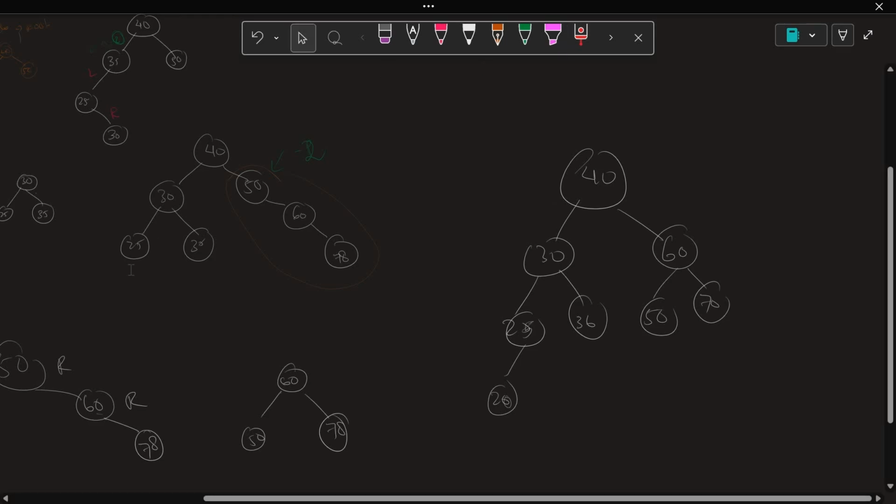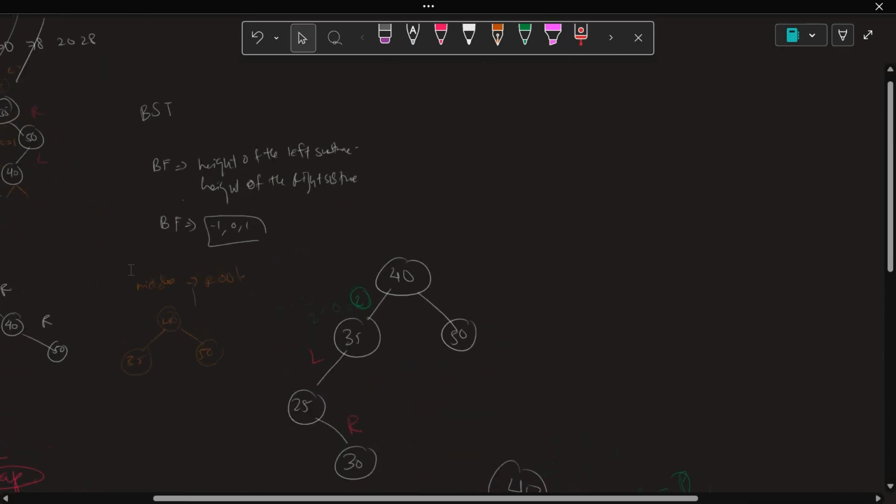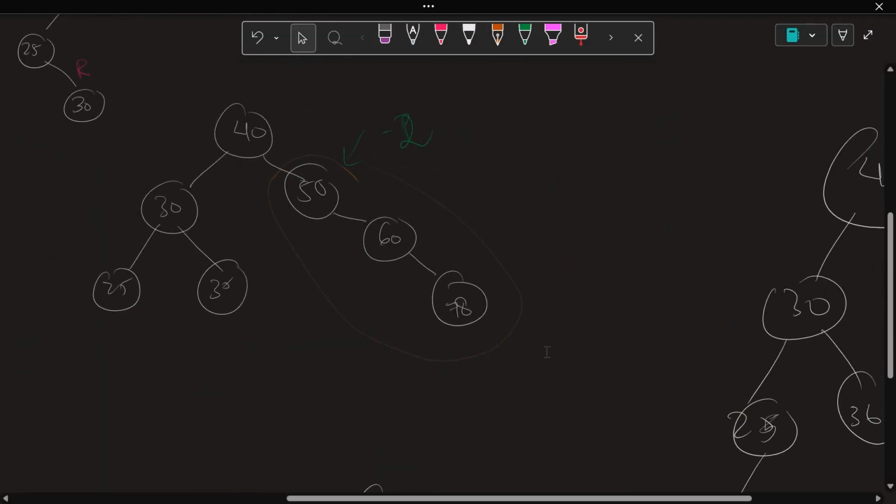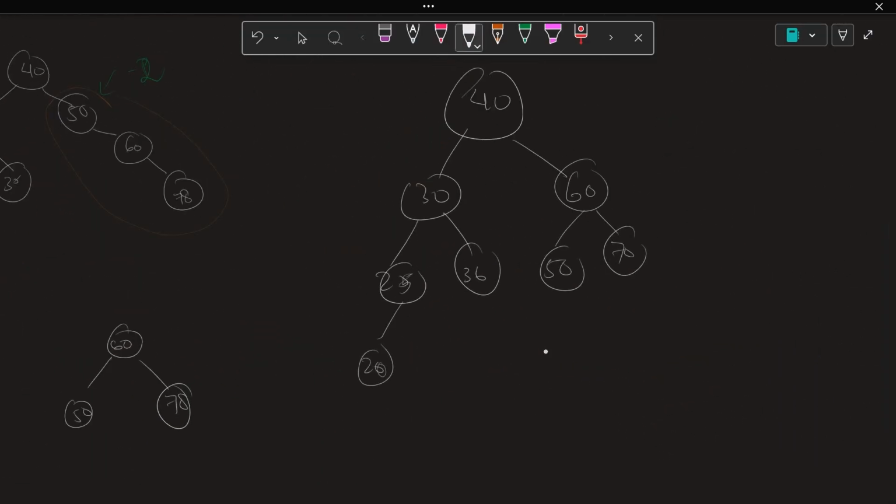Now what else do you have to add? The last thing that you have to add is your 28. So where does 28 go? Since it is less than 30 but it is greater than 25, it's going to go towards the right side of 25. So that's basically it, what you do.